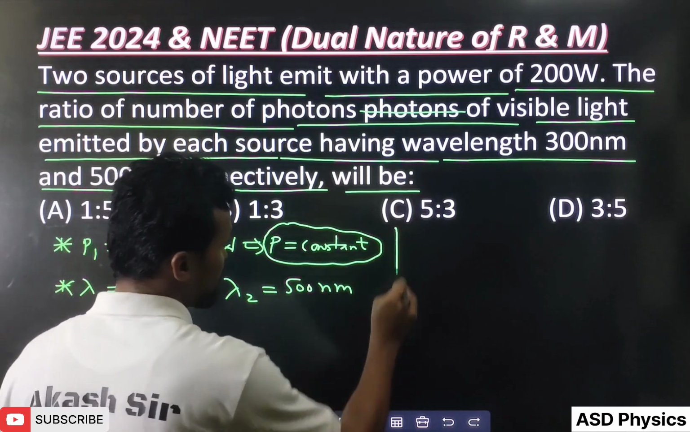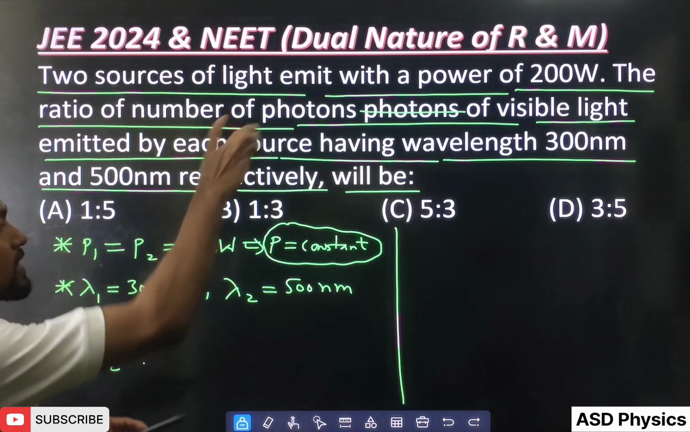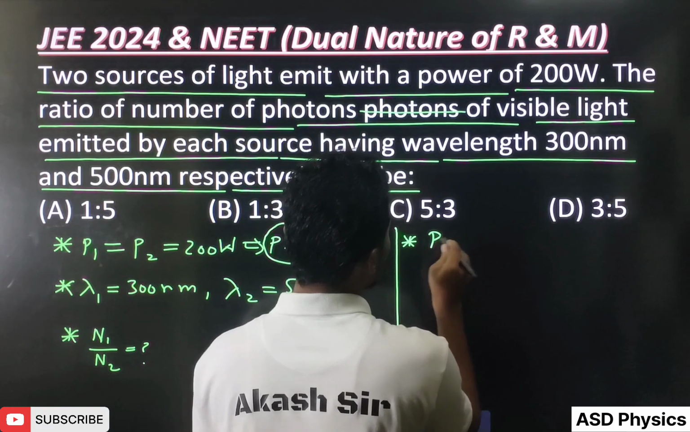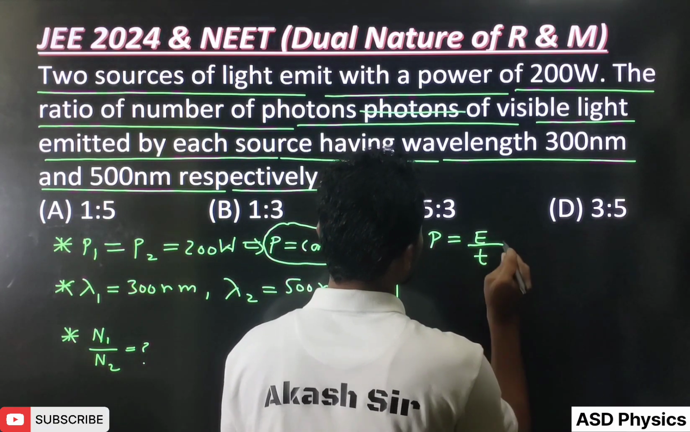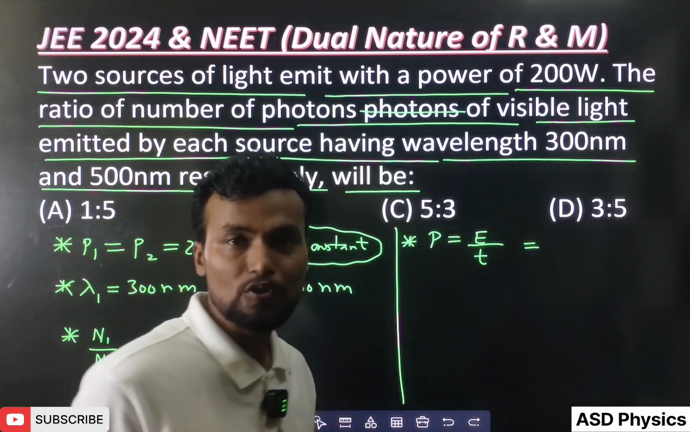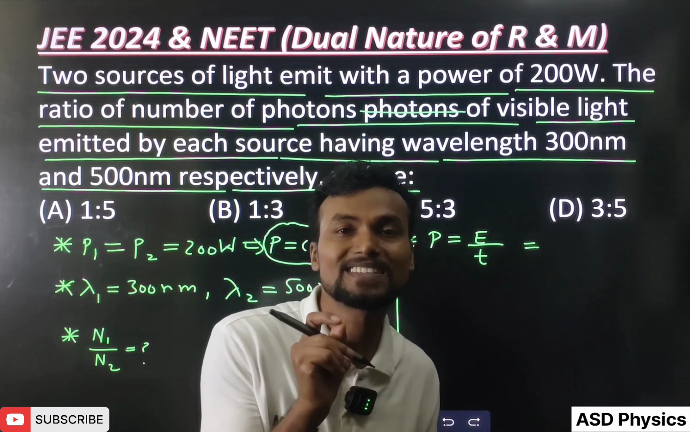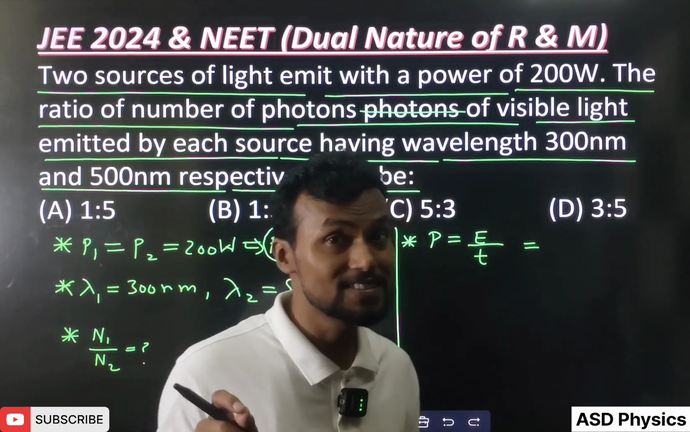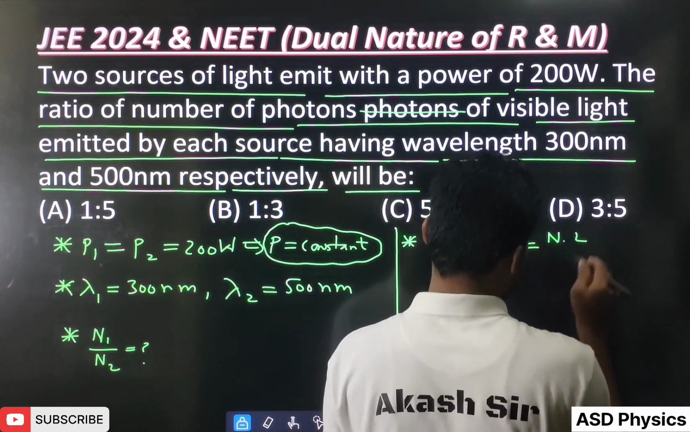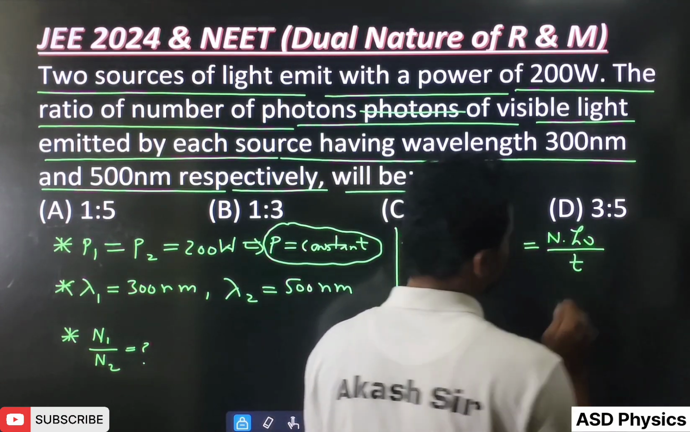Now we have just written the data. After that we should know the formula. You know the formula, power is given by energy by time. And you know that so many photons are there, so each and every photon carries energy h nu, and nu is hc by lambda. So let me write here: let's take the number of photons as n, and each photon carries energy h nu, so power is n h nu by t.